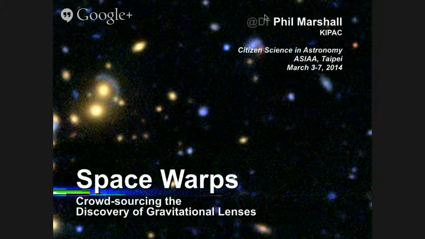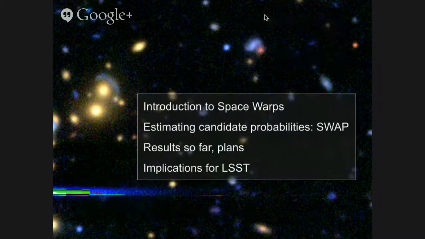Okay, so I'm going to tell you a bit about the Space Warps project. That is a search for gravitational lenses. Here's an example of a gravitational lens. What I'll do is give you an introduction to the project and a little bit about the science of gravitational lenses, but I won't spend too much time on that because I don't have much time.